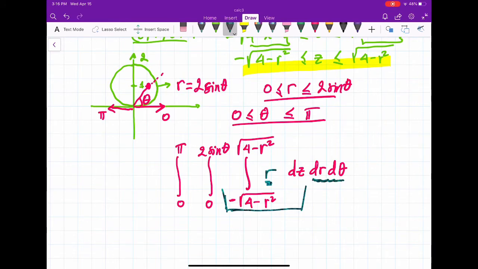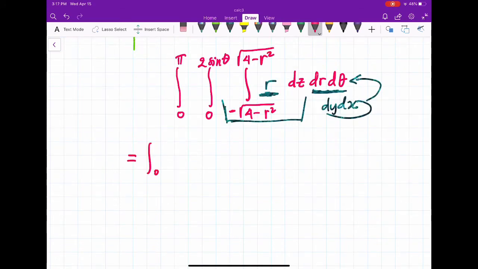Because when you rewrite this, the dy dx in terms of dr d theta, you need to change the coordinates, and that's what we learned from double integrals. We need to add r in this case. Make sense? So the last step is just to evaluate this integral.